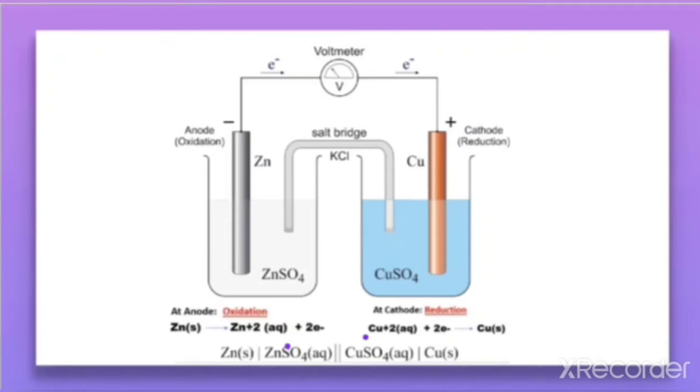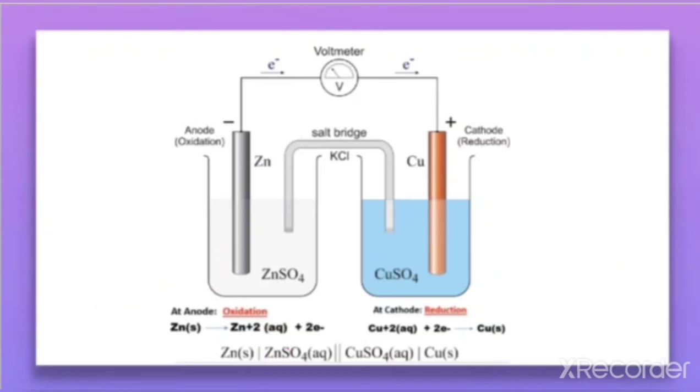So while making the cell, we usually represent the anode side, that is the negatively charged side, on the left hand side, and the cathode side on the right hand side. So here the left hand side is the anode reaction and the right hand side is the cathode reaction.